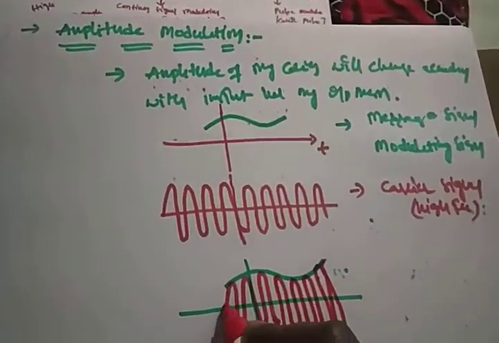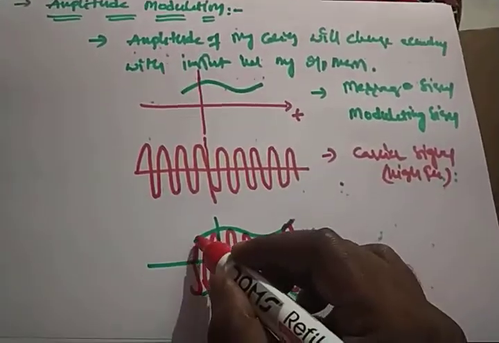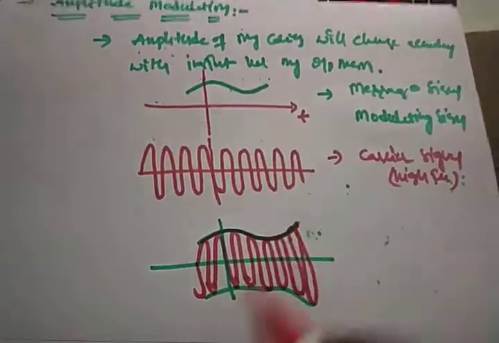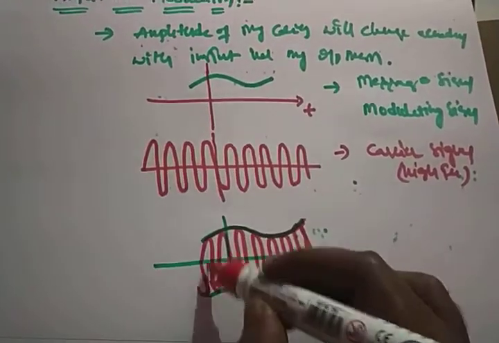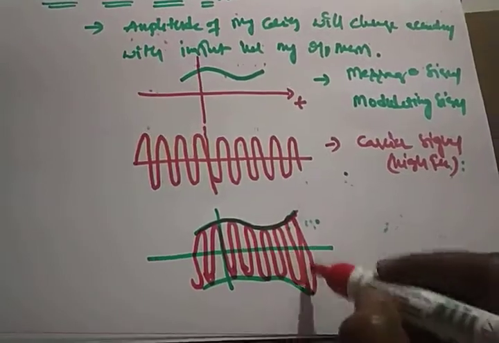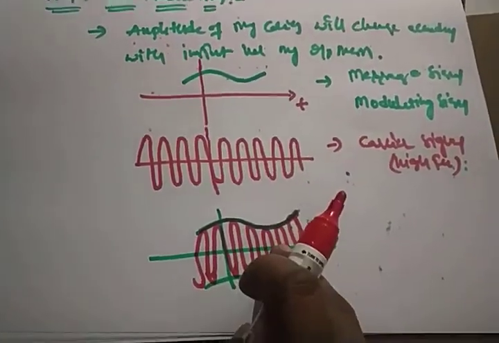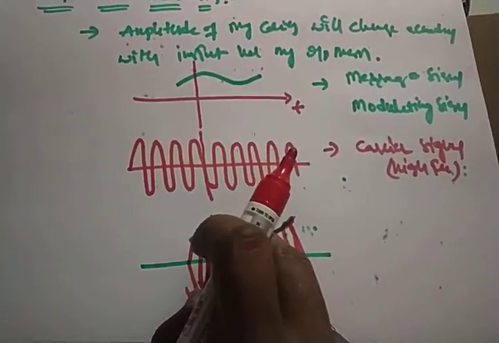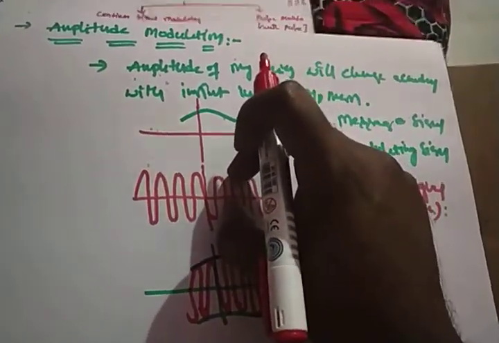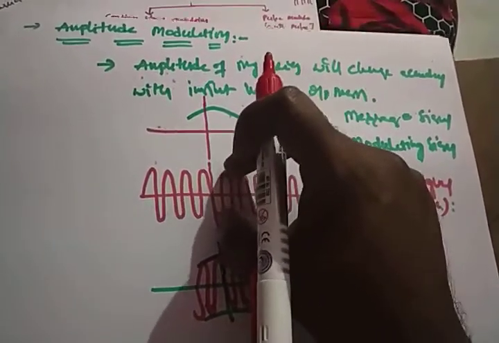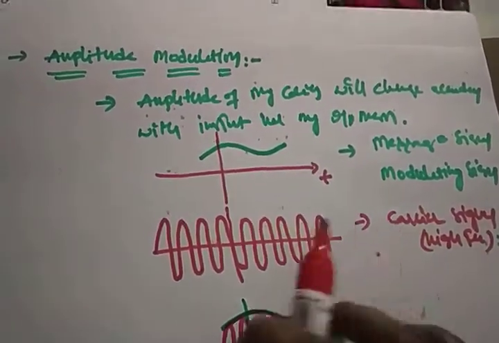Right? So that means you will see this is my input signal, na? So my carrier signal, the amplitude of the carrier signal will be changed, right? Only the amplitude of the carrier signal will be changed, not the frequency. So that modulation, when you combine this low frequency signal with high frequency signal, the amplitude of the carrier signal will change according to my input signal.